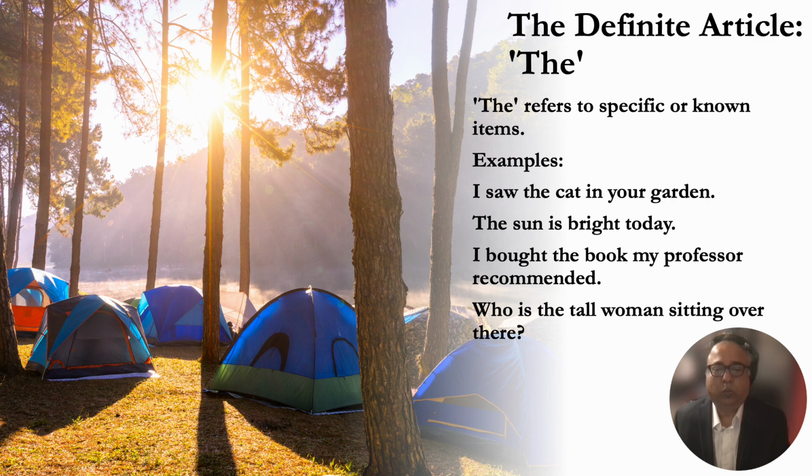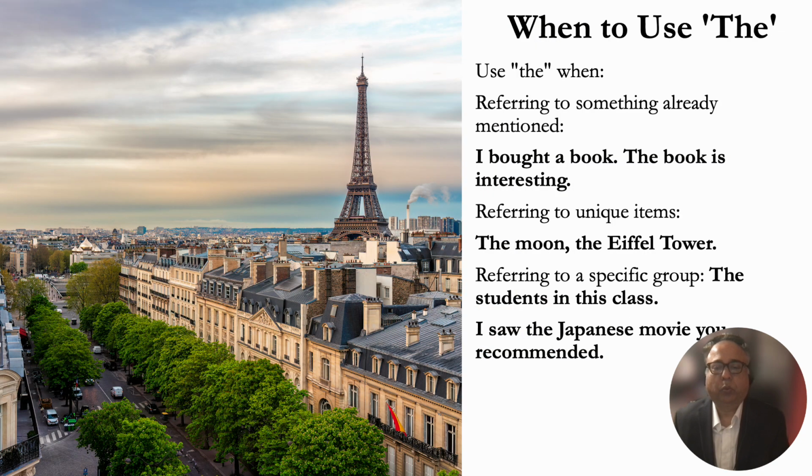Who is the tall woman sitting over there? So you're pointing to a woman. She's tall. And you use the definite article. Who is the tall woman? Right? Ungrammatical sentence would be who is a tall woman sitting over there? Because that becomes non-specific.